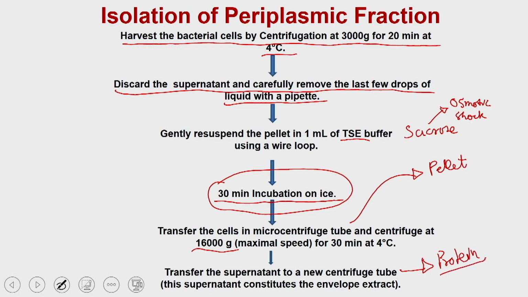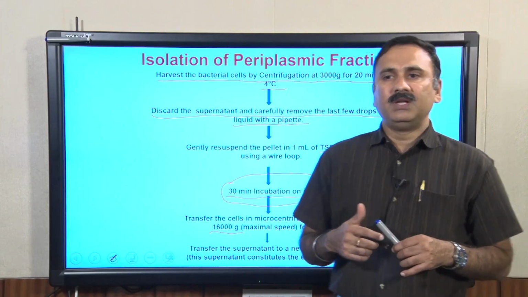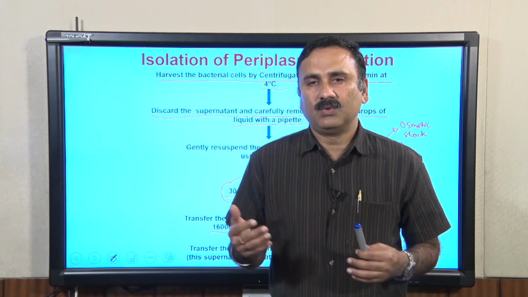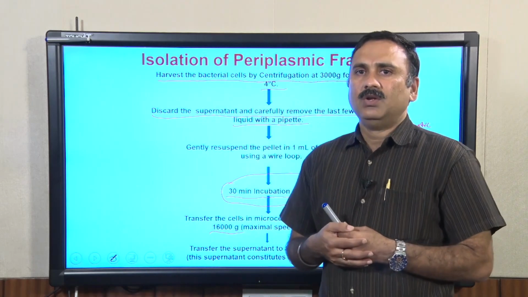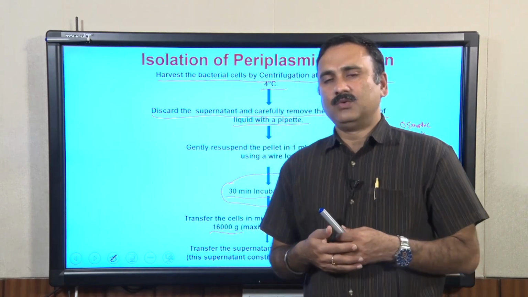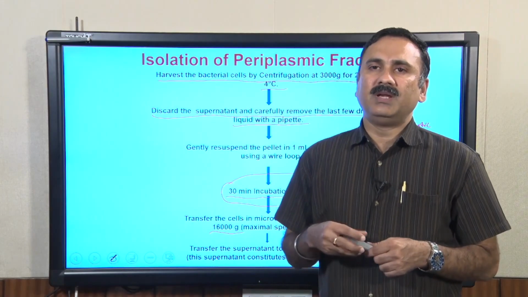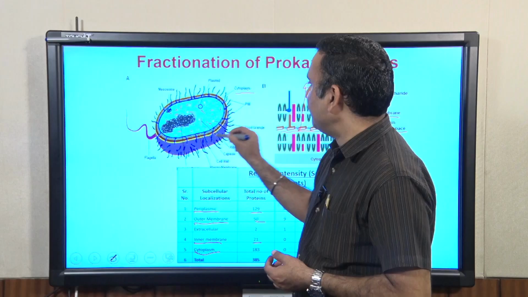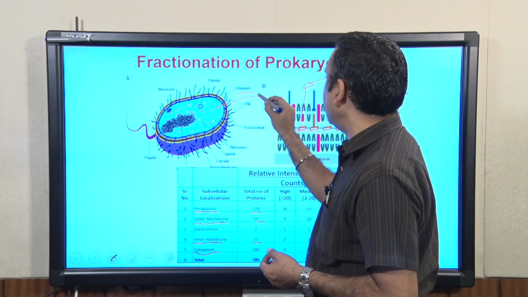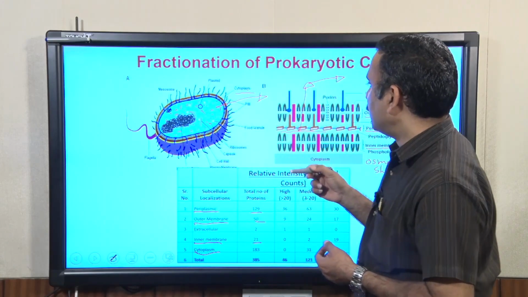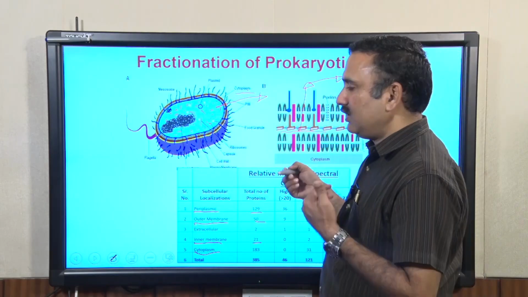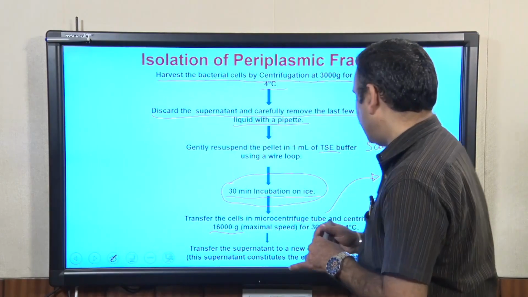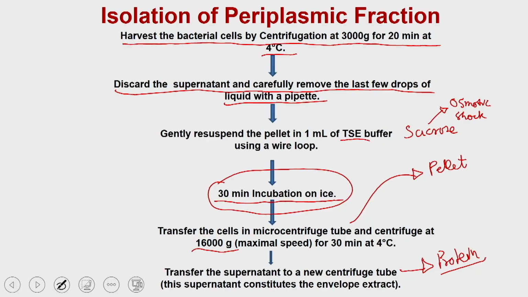Now, for the isolation of the proteins from the cytosolic fractions, you can take the cells and sonicate them. By sonicating, you can break the cells. Once you break the cells, the cytosolic content will come out into the supernatant, and then you do a centrifugation, as was done for the periplasmic fraction as well.